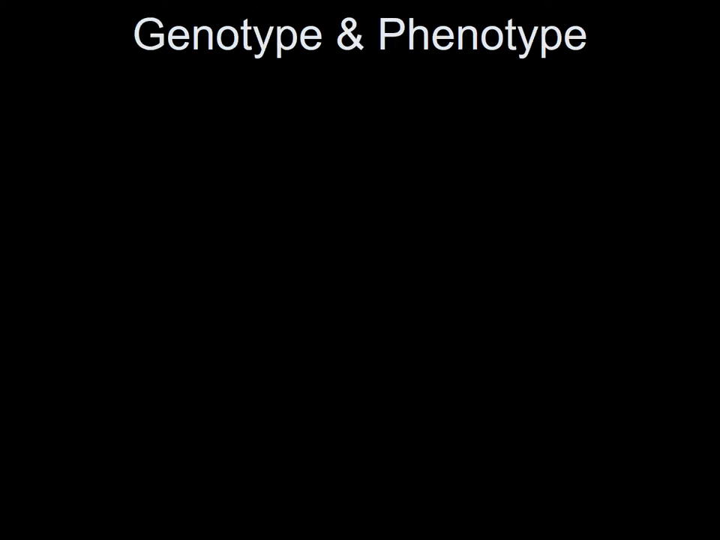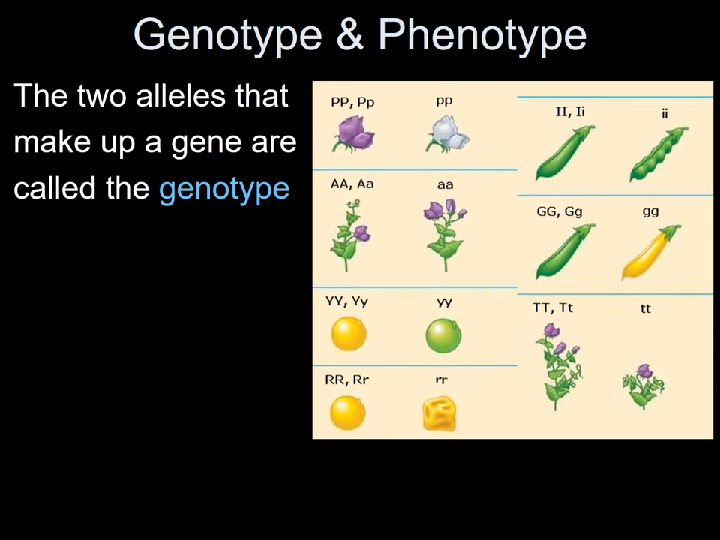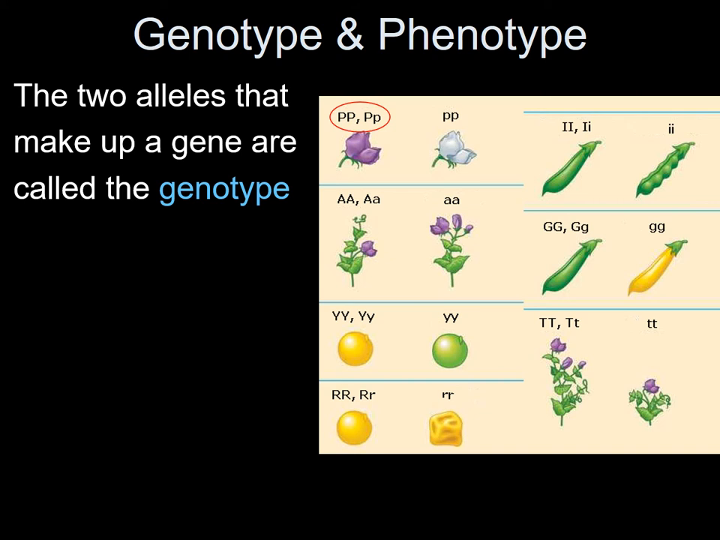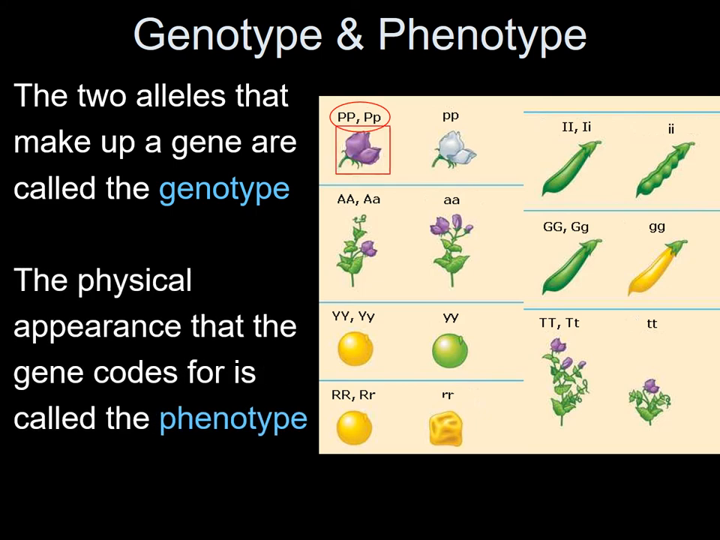One last idea: genotype and phenotype. He had to have a way to describe the two alleles that make up a gene, such as uppercase P, homozygous dominant, heterozygous. He called those the genotypes. Should be easy to remember. Genotype tells you the type of genes. The uppercase and lowercase tell you the alleles. Then the physical appearance, whether it's purple or white, he called the phenotype. Easy to remember. Phenotype tells you the type of physical appearance, whether it's purple or white.